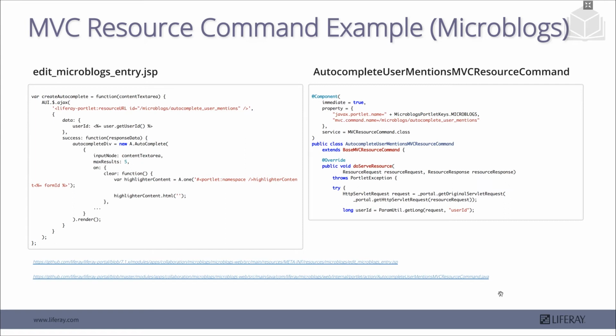So over on the component, we're extending base MVC resource command. So we're listening for resource URLs coming from the microblogs portlet, listening for the parameter MVC command name, and the command name specifically microblogs autocomplete user mentions. We do a recap of this so that we can again get refamiliarized with MVC commands so that we can learn how to override them.